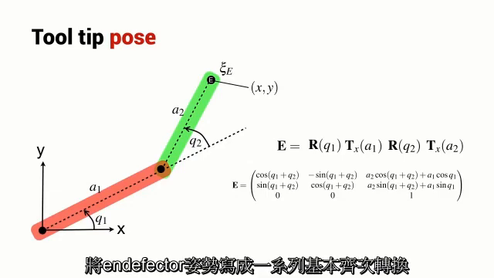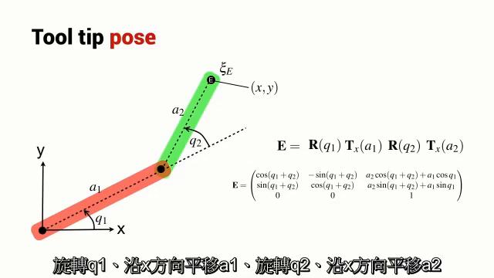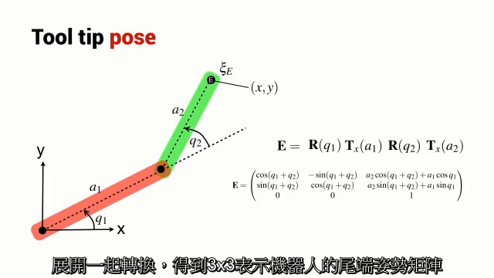And we looked at this in the last lecture. We can write the end effector pose as a sequence of elementary homogeneous transformations: a rotation by Q1, a translation along the x direction by A1, a rotation by Q2, and then a translation in the x direction by A2. If I expand this out, multiply all the transformations together, I get the expression shown here, a 3x3 homogeneous transformation matrix representing the pose of the robot's end effector.